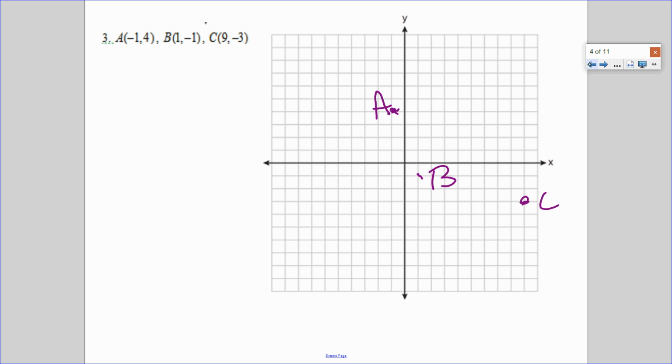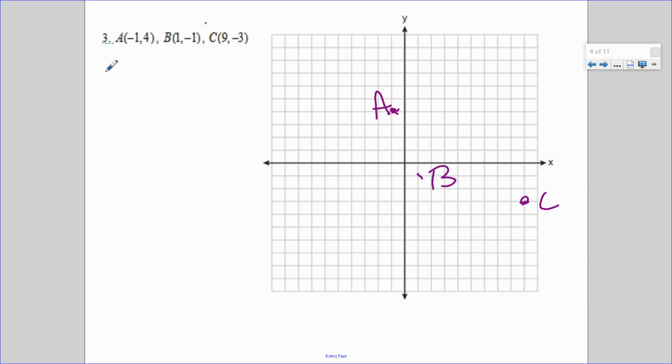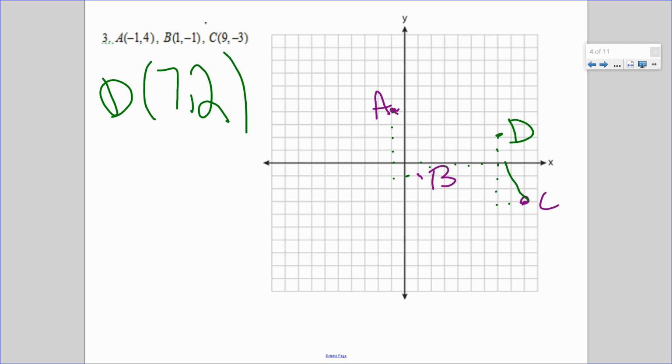Okay. Whatever I do to get from B to A, I'm going to do the same thing to get from C to D. So from B to A, it's left 1, 2, up 1, 2, 3, 4, 5. So left 1, 2, up 1, 2, 3, 4, 5. That's D. The coordinates of that point are 7, 2. And draw it in, make sure it looks right.